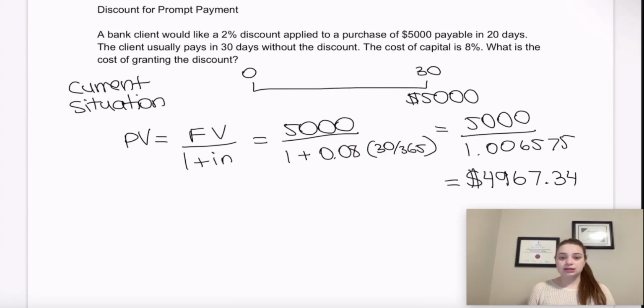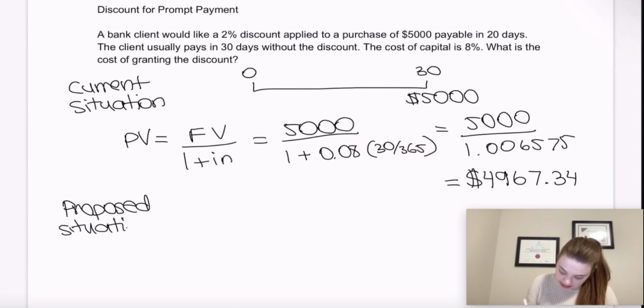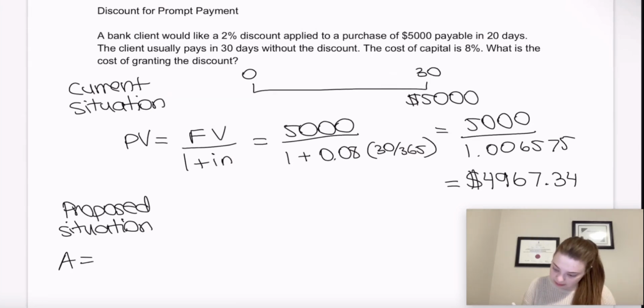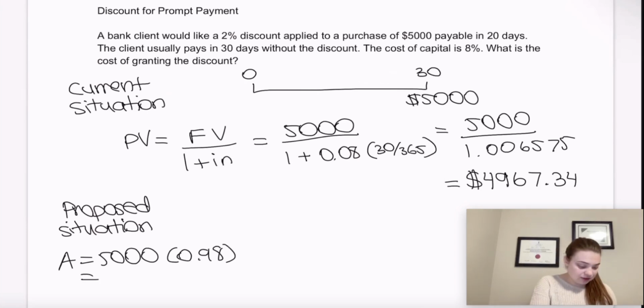So we're going to see how much it would cost us, right? What's the difference between this number and the number we'd get if we were to grant this bank client their discount? Okay, so basically, the proposed situation is that the bank client gets a 2% discount. So that means they're still paying back 98% of the $5,000. So the amount in this case is going to be $5,000 times 98%, since if they're getting a 2% discount, that means they're still paying 98% of what they were going to. So that's going to be $4,900 that they still will pay. And they will pay it in 20 days instead of 30 days.